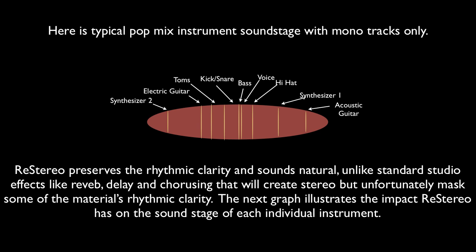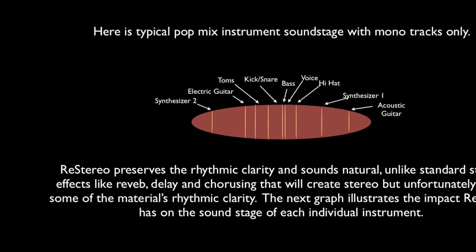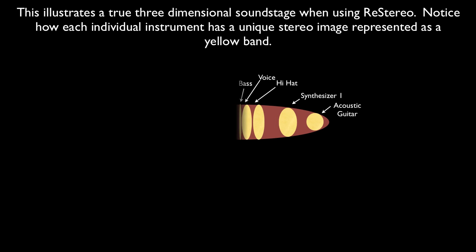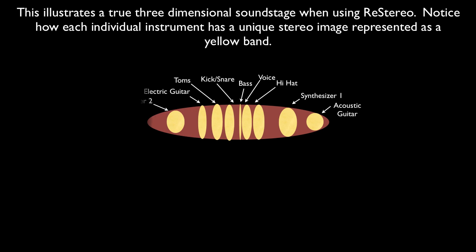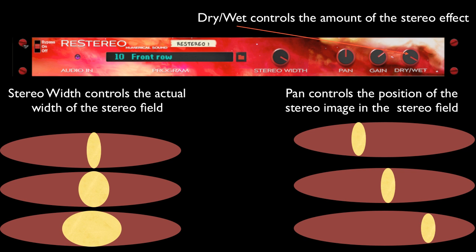The next graph illustrates the impact ReStereo has on a soundstage of each individual instrument. This illustrates a true three-dimensional soundstage when using ReStereo. Notice how each individual instrument has a unique stereo image represented as a yellow band.